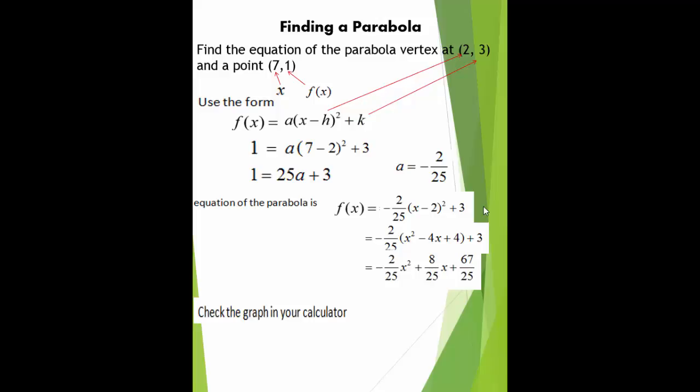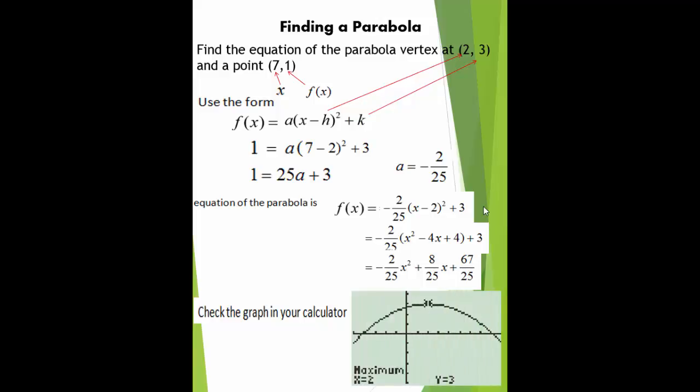Check in the graphing calculator. Your graph should look like this. And find the max. You'll see that your maximum will be at x equals 2 and y value is 3, which is our vertex of the parabola given here.